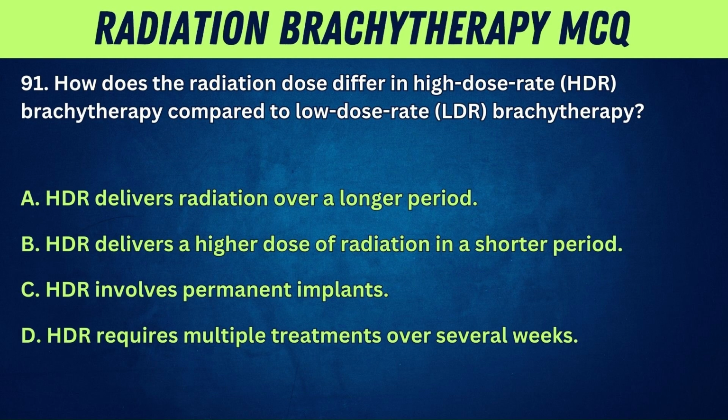91. How does the radiation dose differ in high-dose rate, HDR, brachytherapy compared to low-dose rate, LDR, brachytherapy? A. HDR delivers radiation over a longer period. B. HDR delivers a higher dose of radiation in a shorter period. C. HDR involves permanent implants. D. HDR requires multiple treatments over several weeks.